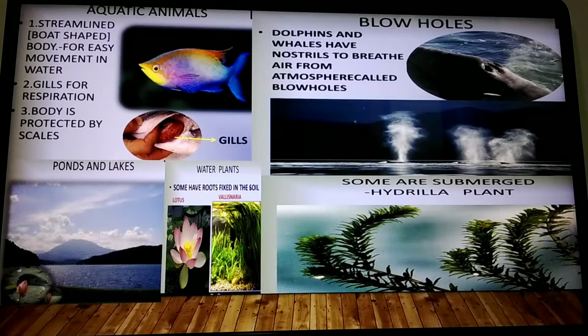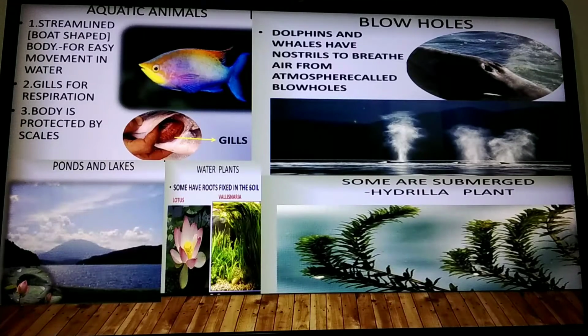But some animals which are present in the saline water, mammals like dolphins, have nostrils which help them breathe air from the atmosphere, called blowholes. So water will be coming out like a fountain and air will be going into the animal's body.